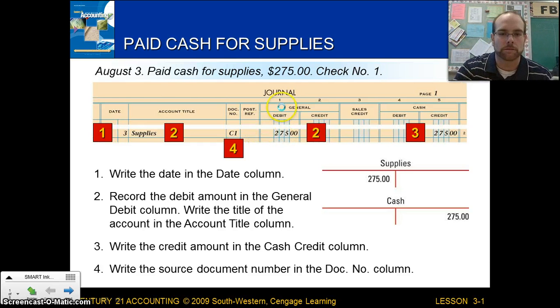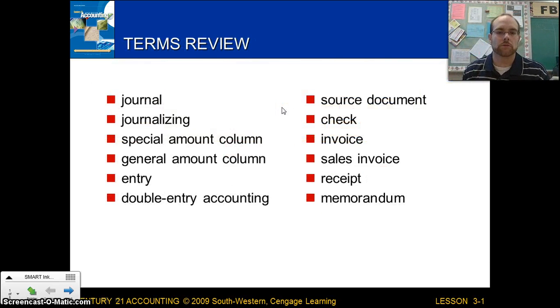Some terms to review for you to understand, and make sure you're checking these off in your study guide if you have them, and also go over them. We have journal, journalizing, special amount column, general amount column, entry, double entry accounting, source document, check, invoice, sales invoice, receipt, and memorandum. And that's it for this section of 3-1. We'll see you for the work together.